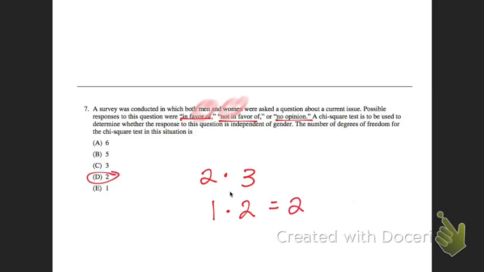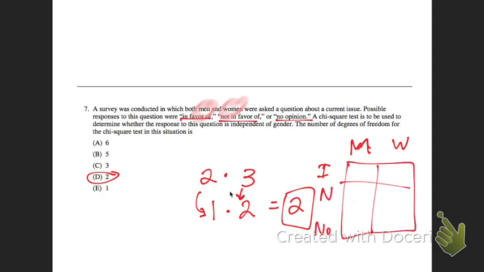Well, I got lucky. I just thought it was 3 minus 1. You did get lucky, because that won't always work. It's categories minus 1 times categories minus 1. So that's how I got the 1 and the 2. Because if I had men and women and then in favor, not in favor, no opinion, it would be a 3 by 2. But you take the rows minus 1 and the columns minus 1, so there's only 2. That's the way you get degrees of freedom for an independence test on a chi-square.